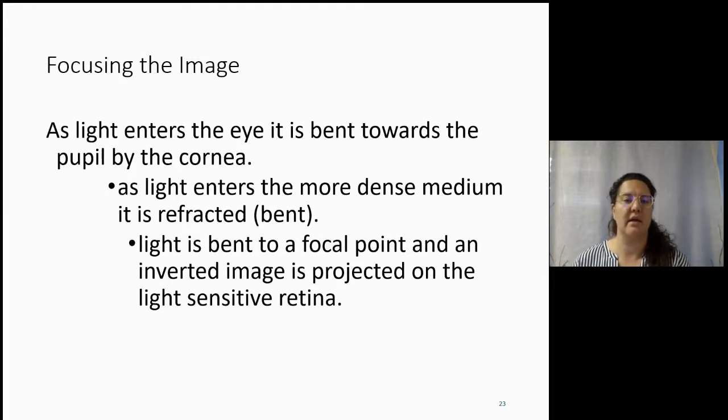As light enters the eye, it's bent towards the pupil by the cornea. This is the first step in focusing the image. Then as light passes through the cornea and the aqueous humor, because liquid is denser than air, it is refracted, or bent, towards the pupil, the opening. And then it is bent towards a focal point at the back of the eye, and an inverted image is projected on the light sensitive retina. This inverted image doesn't really matter because our brain just flips everything around because of our brain structure, our brain's information system.